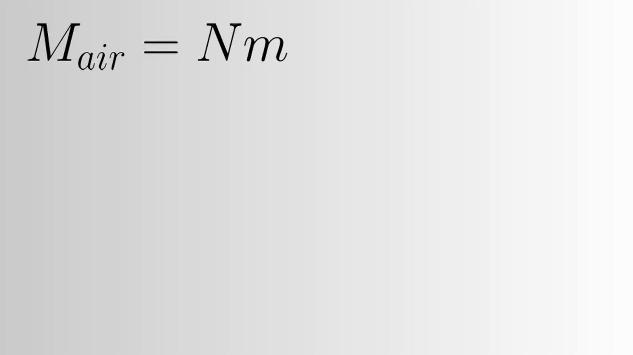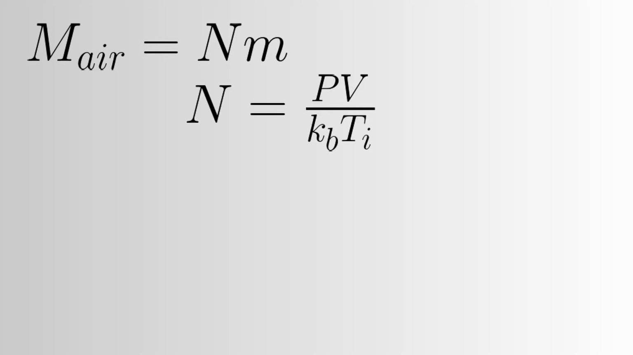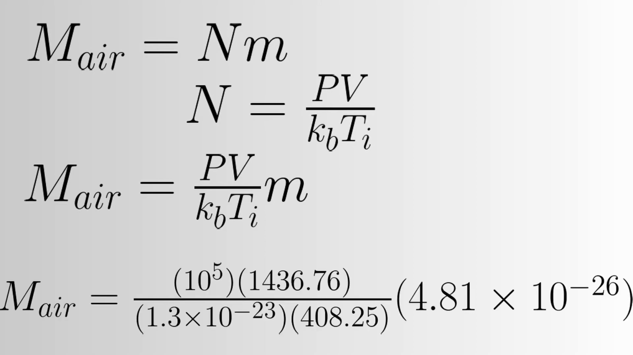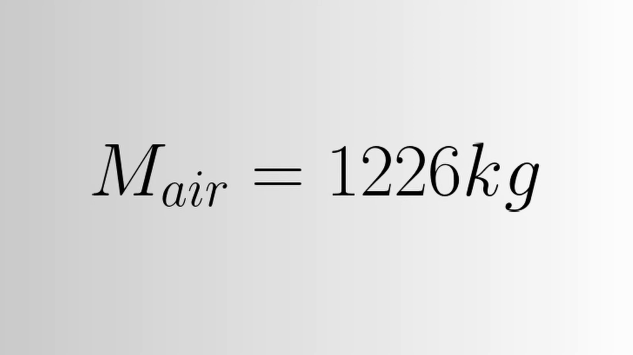Finally, we need to solve for the mass of the air inside of the balloon. We can write the mass of the air as the number of particles inside of the balloon times the mass of each particle. Previously, we had already solved for the number of particles within the balloon, so we can plug that in for our n and use our previous values that we used before, as well as our new temperature we found for the air inside the balloon. And this will give us a result of 1,226 kilograms for the mass of the air inside of the balloon.